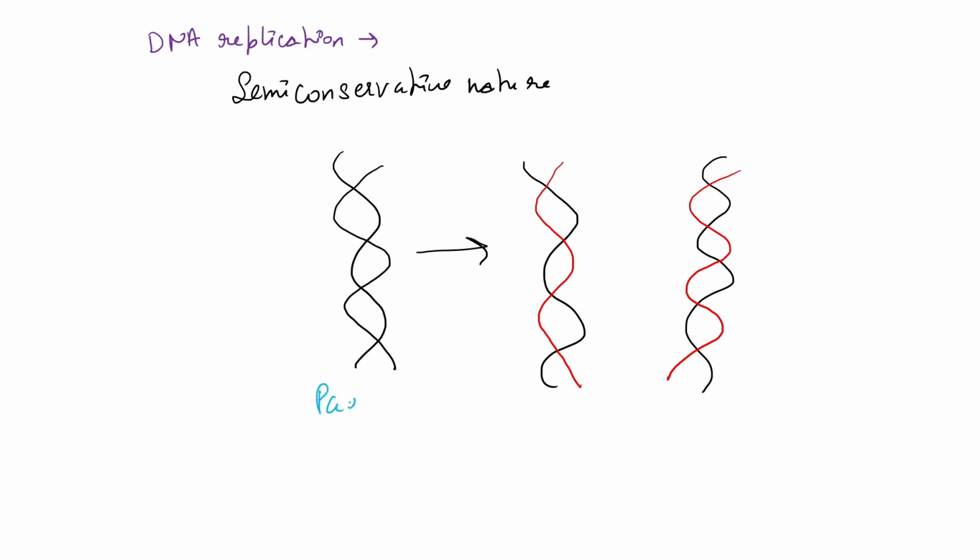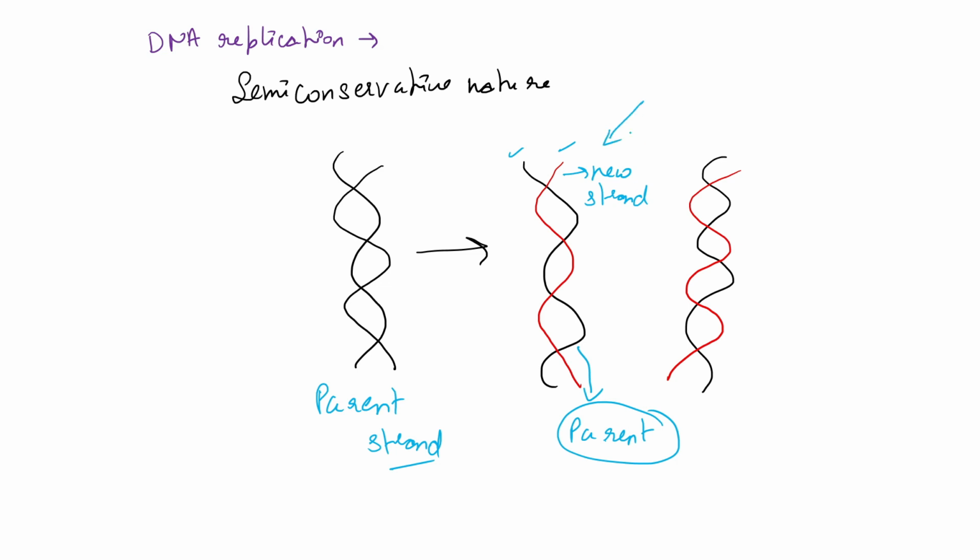So this was the parent strand, and instead of getting both strands new, we only get one new strand, and the other strand is conserved, that is the parent one. That's why we use the word conservative. The parent strand is conserved over here. So we get two copies, but in each copy one of the strands remains the parent strand itself. I think this is clear till now.